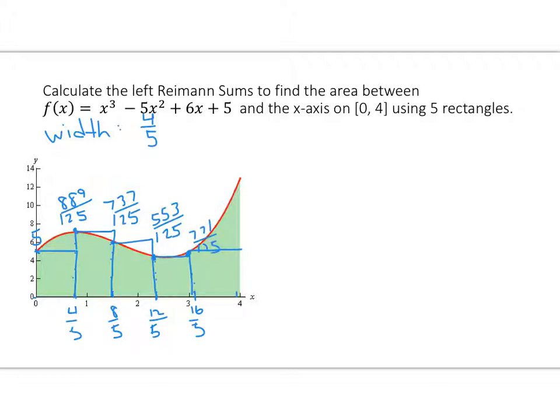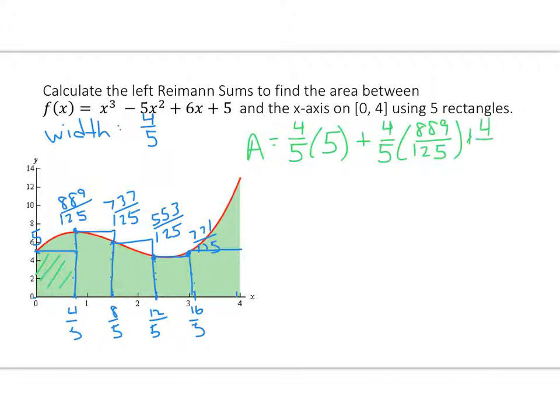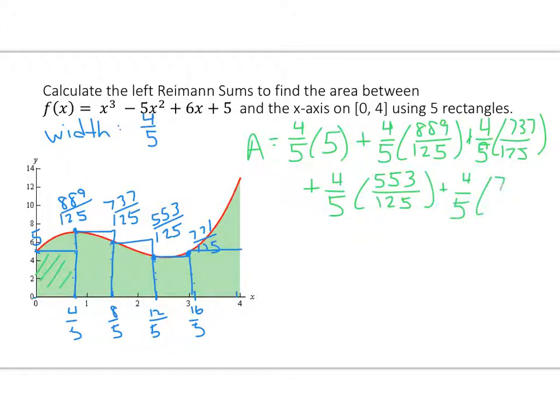And so now to get our area, again, we're finding the area of each of those rectangles. So again, in my first rectangle here, my base is 4/5, my height is 5. My second rectangle has a base of 4/5, but my height is 889 over 125. And I'm finding each of these areas and I'm adding them together. So then I have 4/5 times 737 over 125, plus 4/5 times 553 over 125, plus 4/5 times 721 over 125.